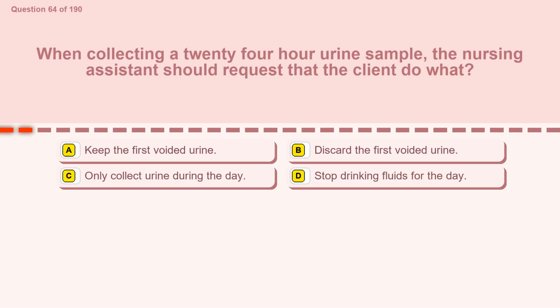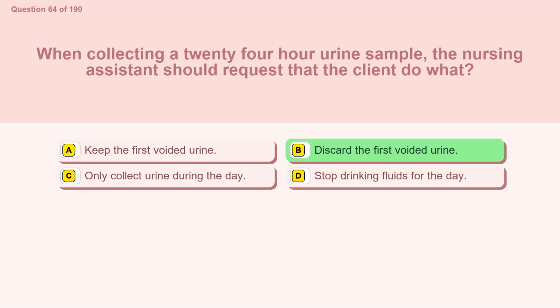Question 64. When collecting a 24-hour urine sample, the nursing assistant should request that the client do what? Option A, keep the first voided urine. Option B, discard the first voided urine. Option C, only collect urine during the day. Option D, stop drinking fluids for the day.